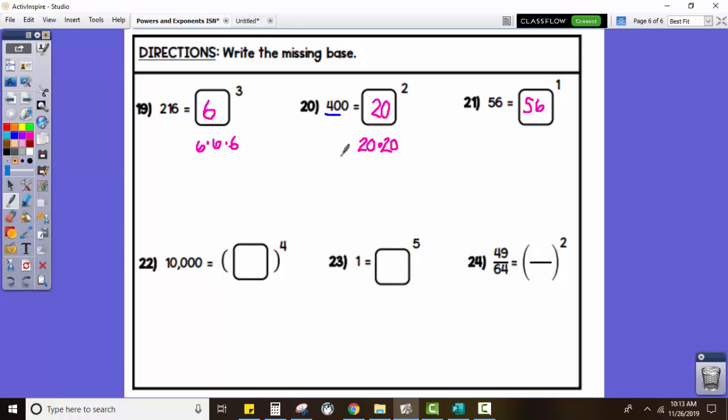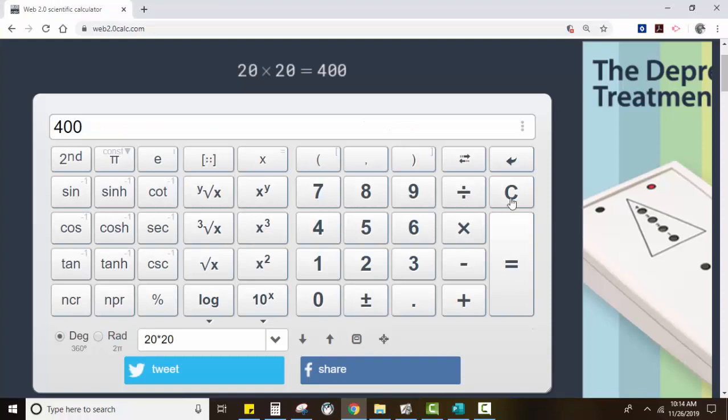56 to the 1st is just 56 here. Okay, number 2. Now, 10,000. I know that in order to get a 1 by a bunch of zeros, I have to multiply by powers of 10. So if I just start multiplying tens to get to this 10,000, I'm going to see how many times it takes me. So I'm going to start with 10 times 10.